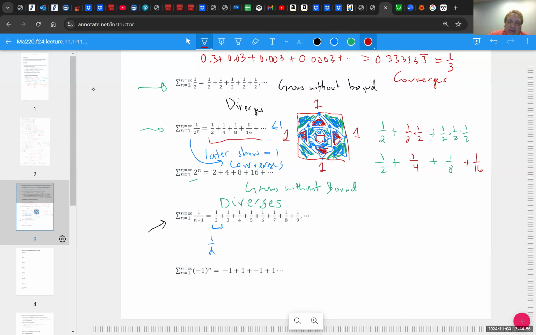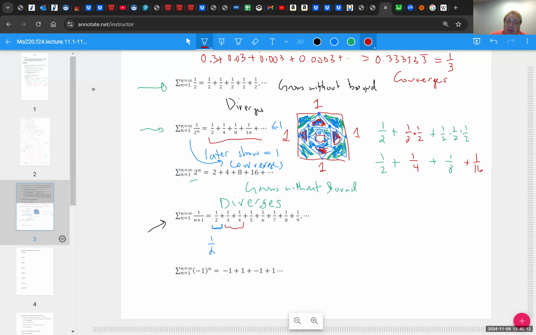For the second couple of numbers, I'm going to group these two together. We have 1/3 plus 1/4. And if you think about them, 1/3 plus 1/4 is 4/12 plus 3/12, which is 7/12, which is larger than a half. So 1/3 plus 1/4 is larger than half.